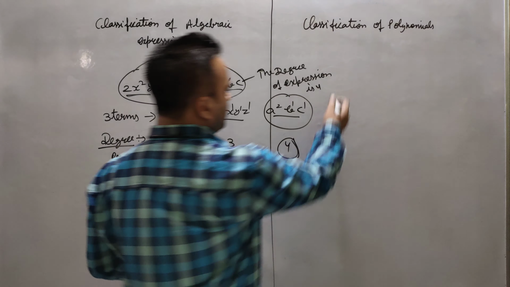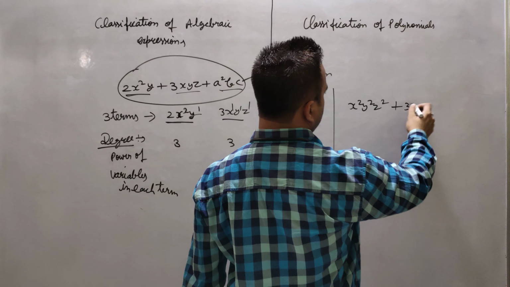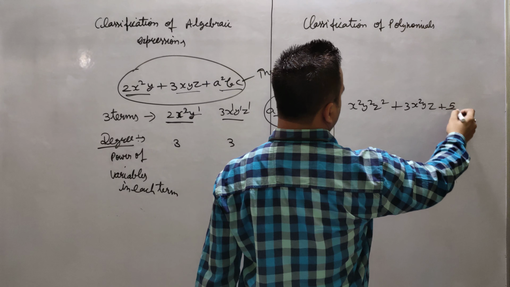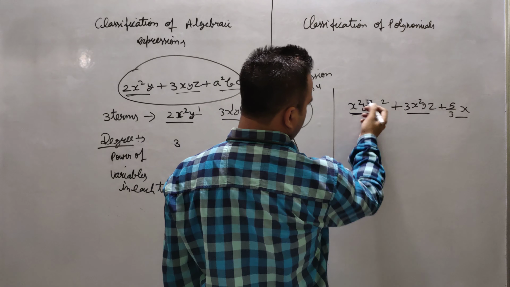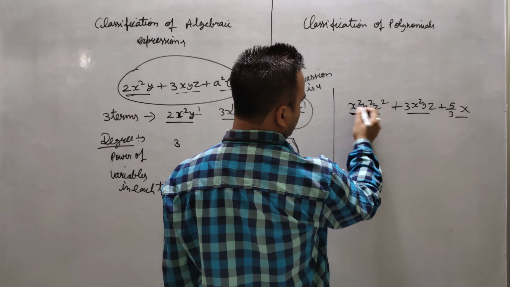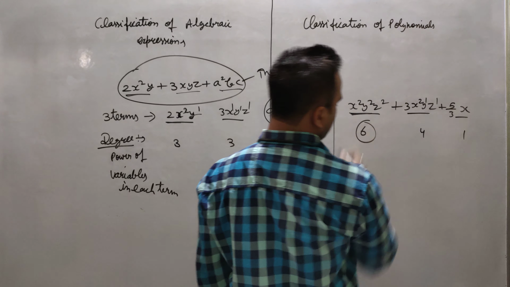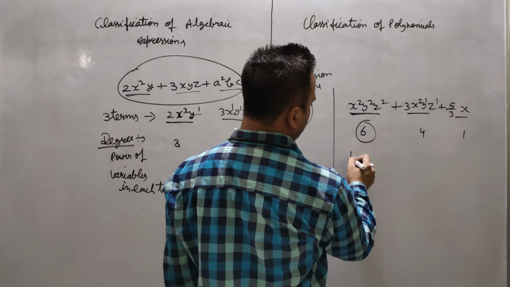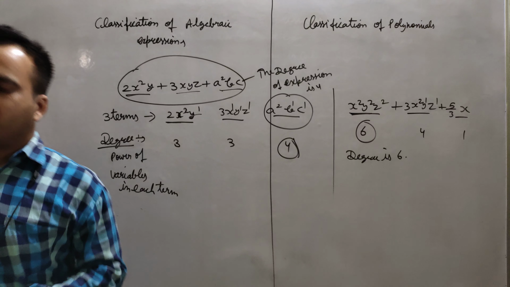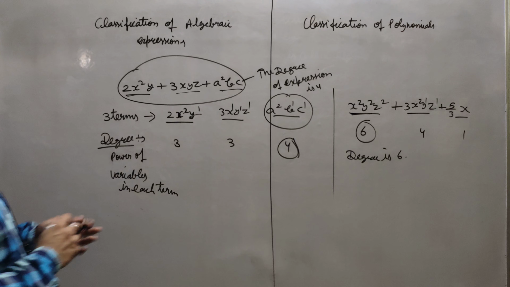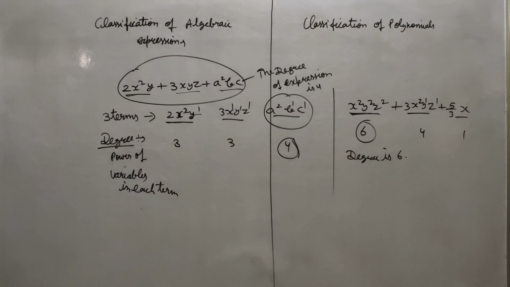Okay, we can take one more so that this example is clear to you. x square y square z square plus 3x square yz plus 5 upon 3x. So if I see how many terms, 3 terms are here. So what is the maximum power, the degree of this term? We will say 2, 2, 2, 6. And here it is 4 and here it is 1. So which has the maximum power? 6. So the degree of this expression is 6. Right. So these are some small things which you have to understand before entering into polynomials and algebraic expressions.